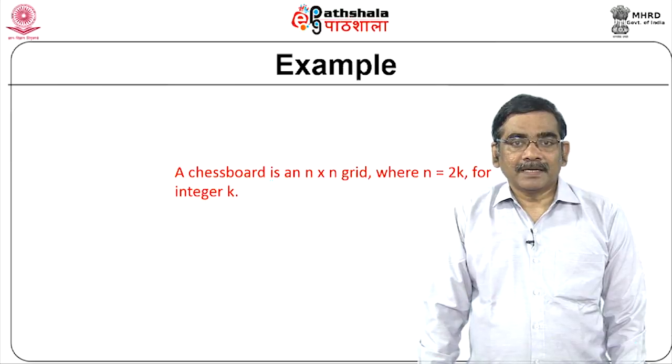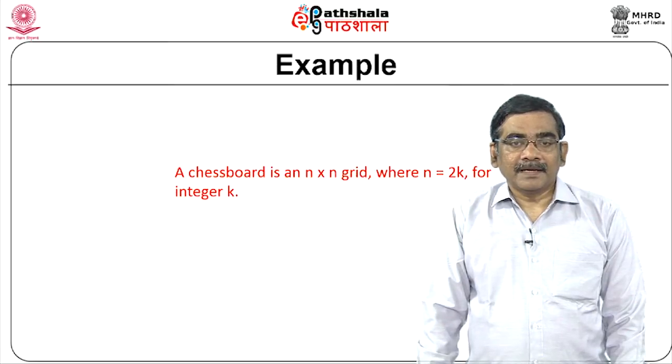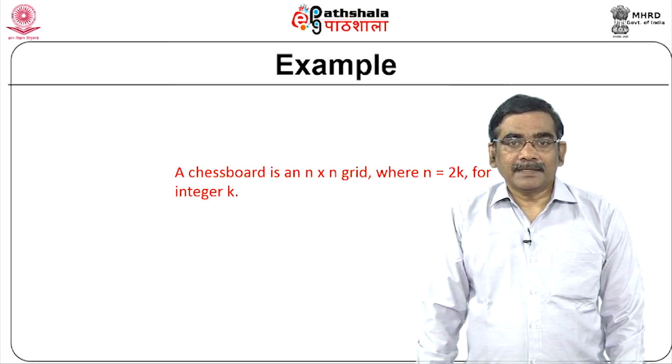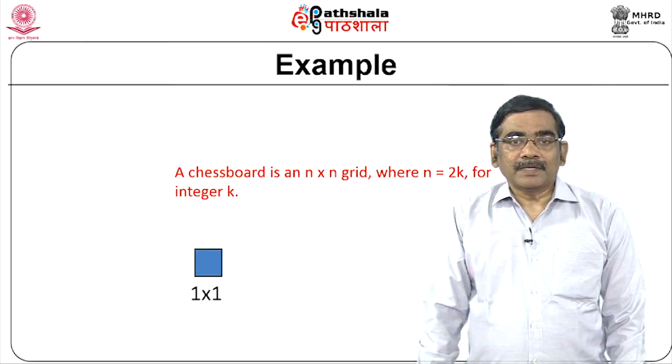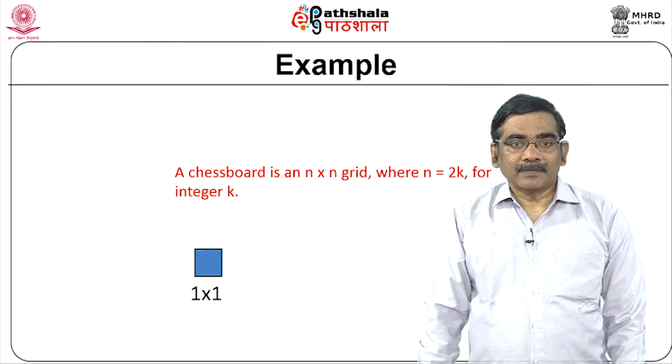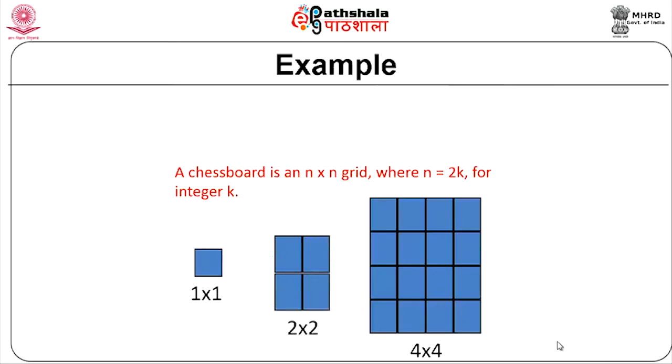We will take the chessboard. A chessboard is an n by n grid where n is 2 to the power k, that is, a power of 2 for any integer k. These are examples of a chessboard. This is 1 by 1, this is a grid of 2 by 2, this is a grid of 4 by 4.